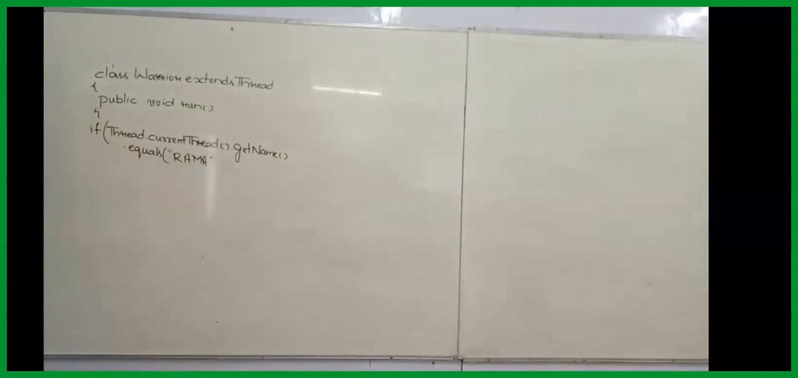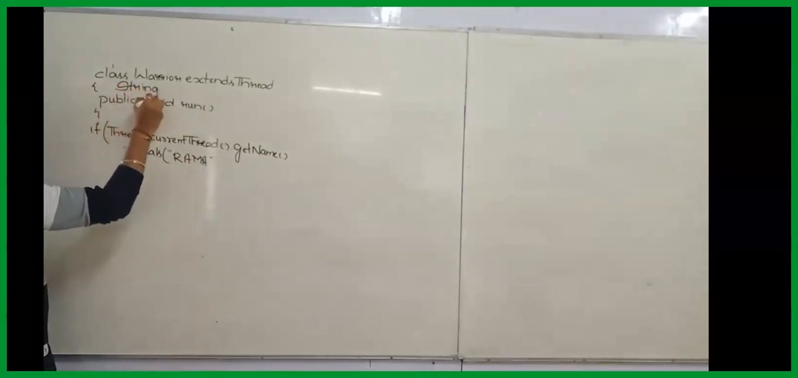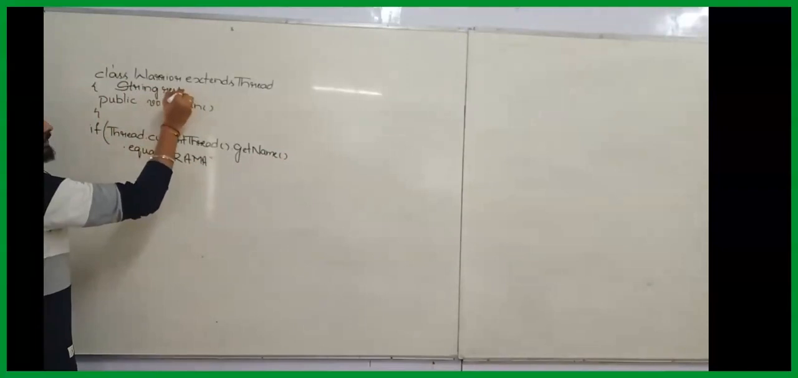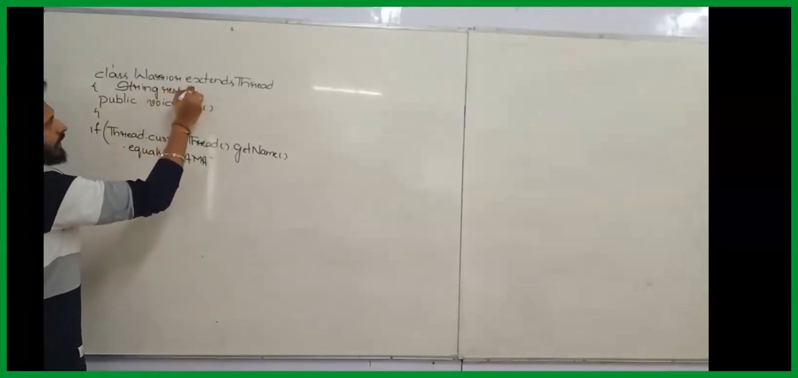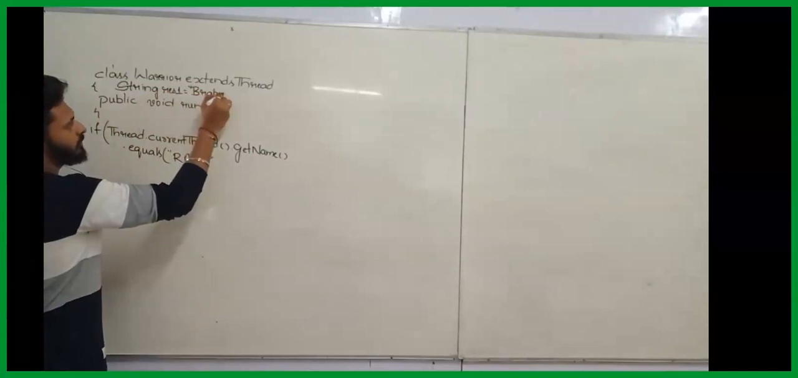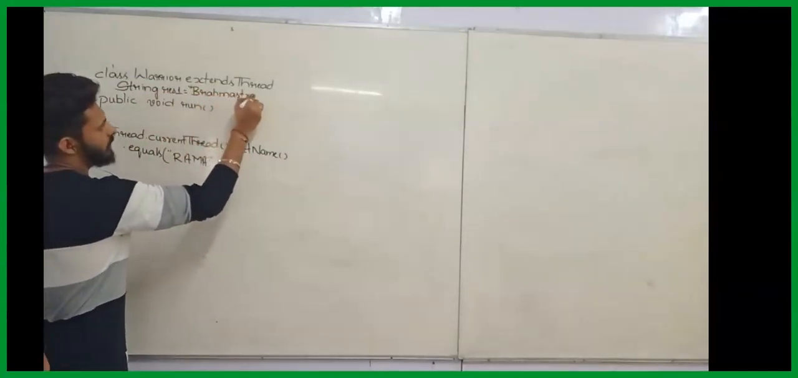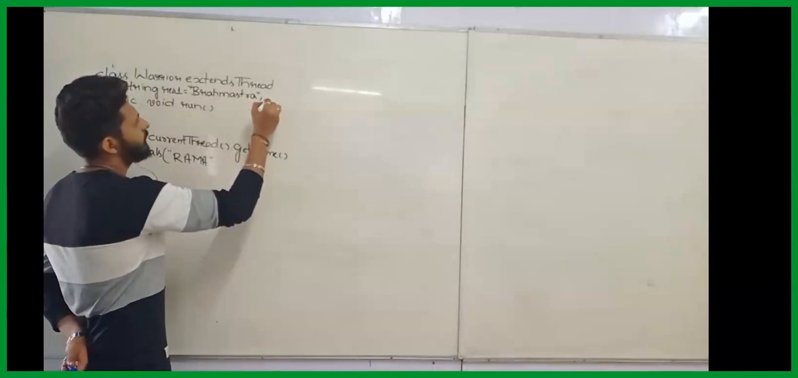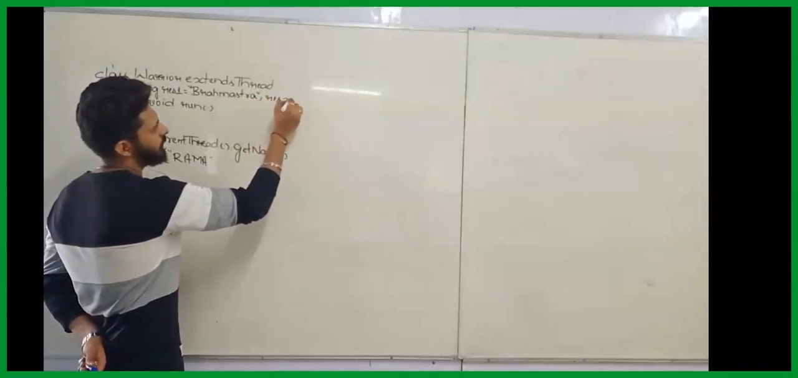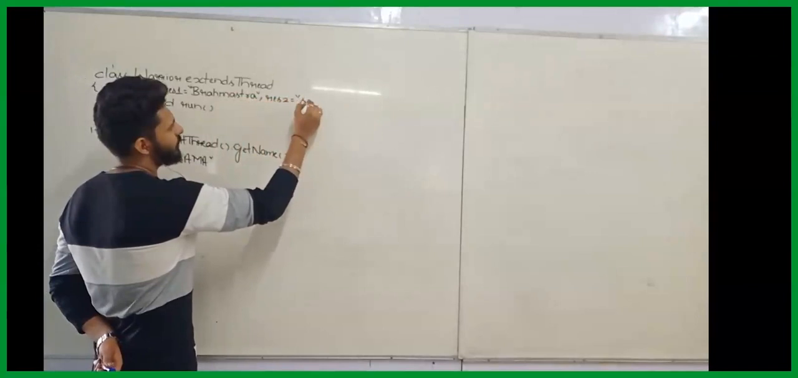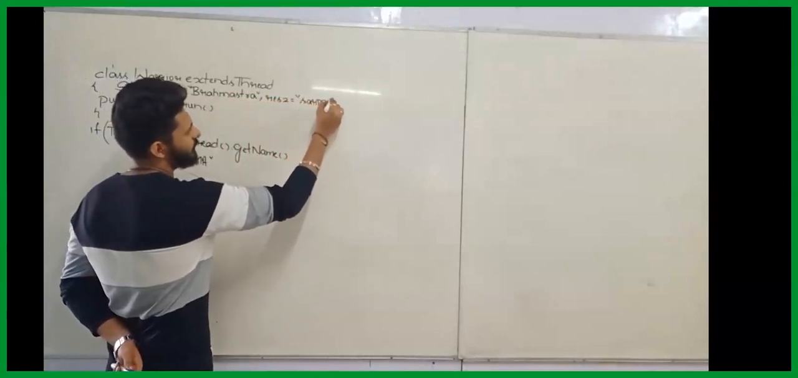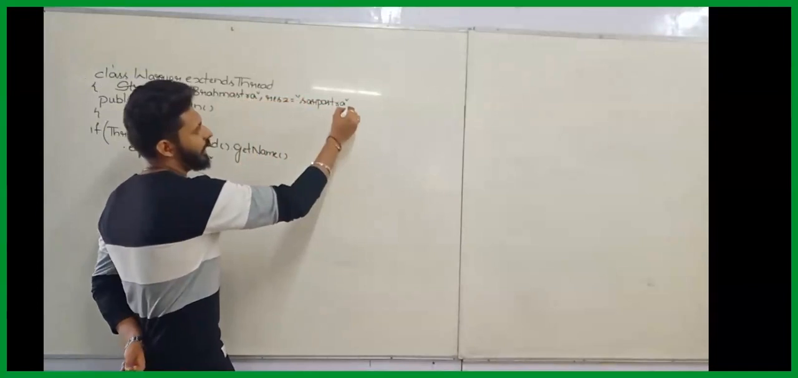Before this, I want some resources. Which are those resources? I'll write it here only. Here I want String type resource1 equals which one? I will take Brahmastra. And then resource2 equals, I believe you know all these astras, whatever there are.